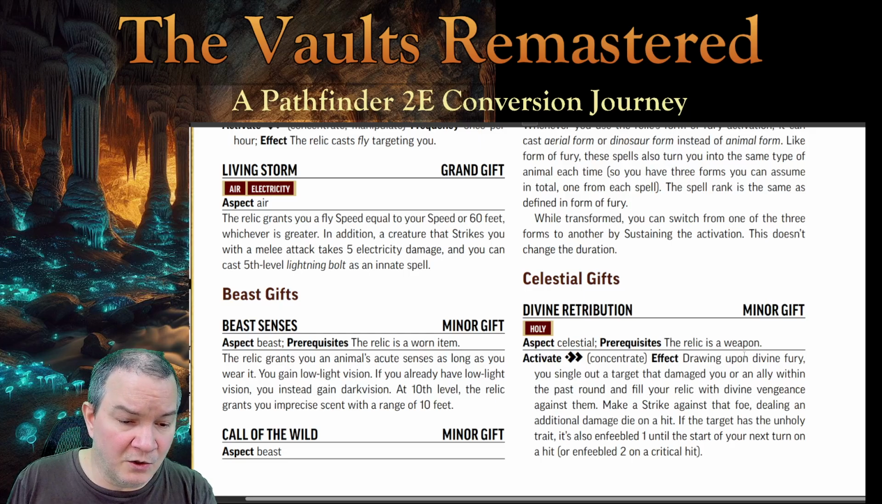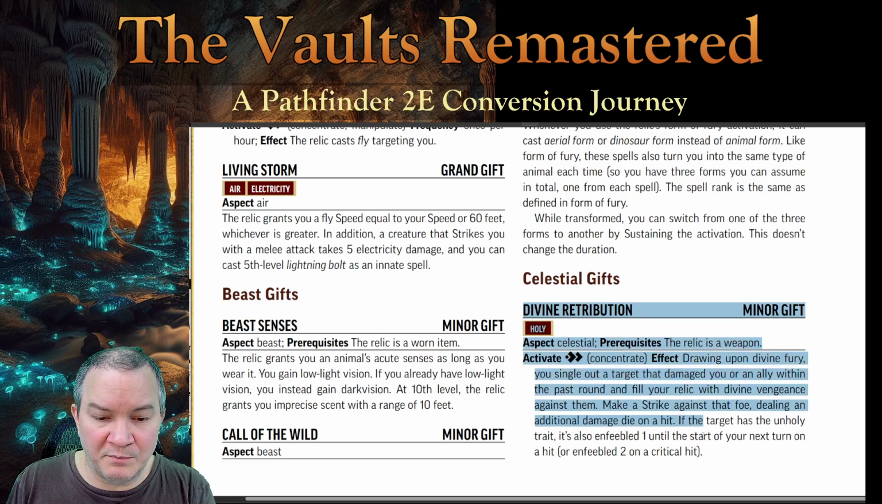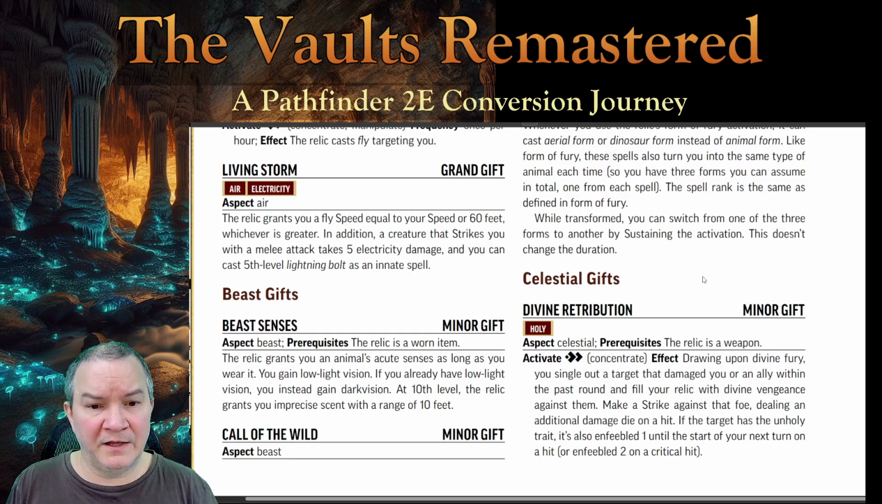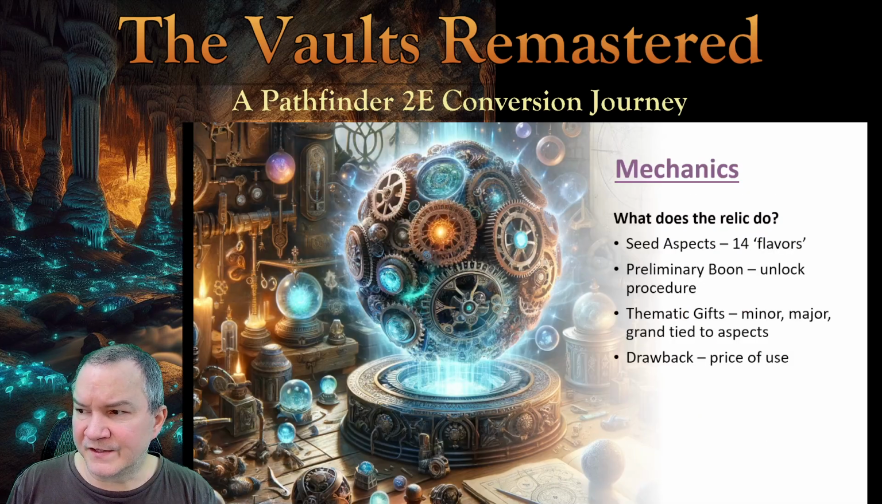If the target has the Unholy trait, it's also enfeebled 1 until the start of your next turn on a hit, or enfeebled 2 on a critical hit. So that would be an example of a gift that you could apply at the minor level to your relic once you've unlocked that ability and it has that aspect celestial to it. So that's an example of how you can use your relics to give them new powers and make them more fun and interesting for your player characters. All right, so that is what we're talking about mechanically speaking.